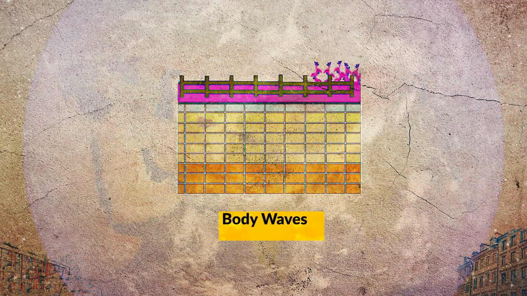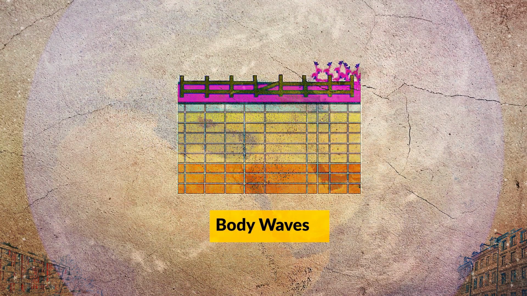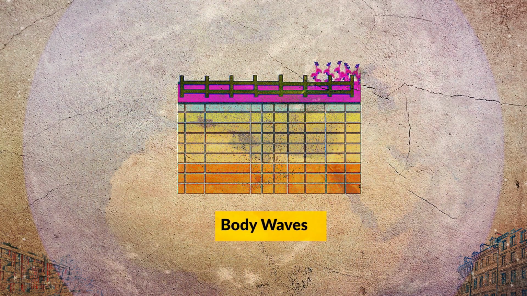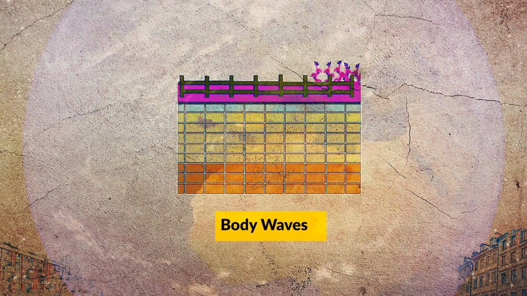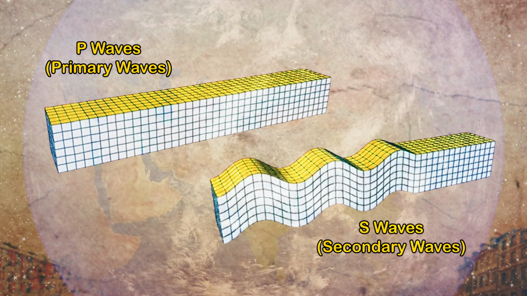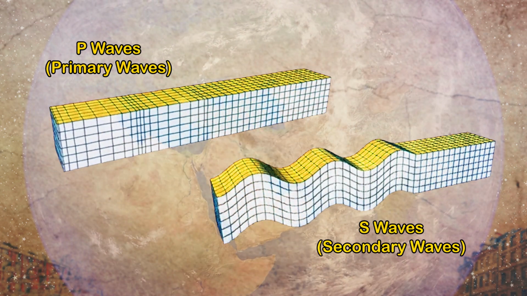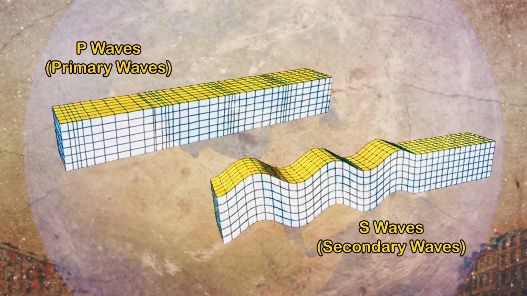Let us know more about body waves. The body waves have 2 categorizations depending upon the characteristics. These 2 types of body waves are P waves and S waves. P waves move faster and are the first to arrive at the surface.